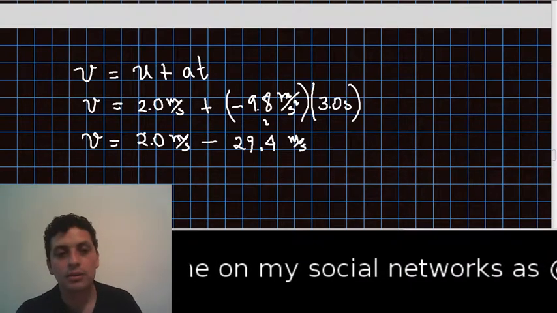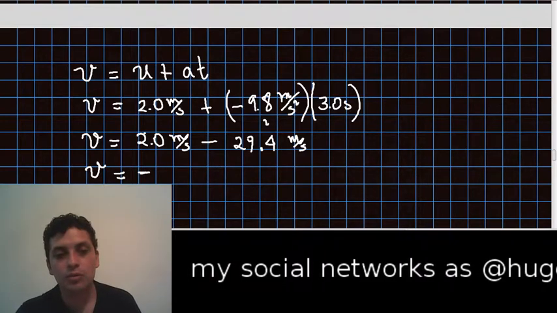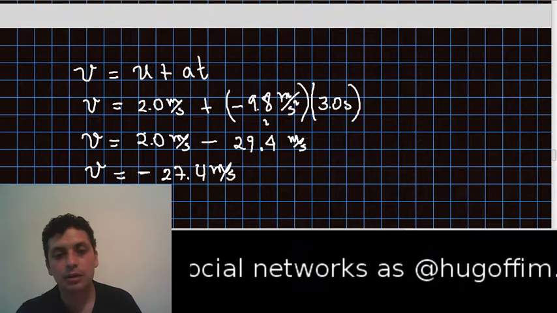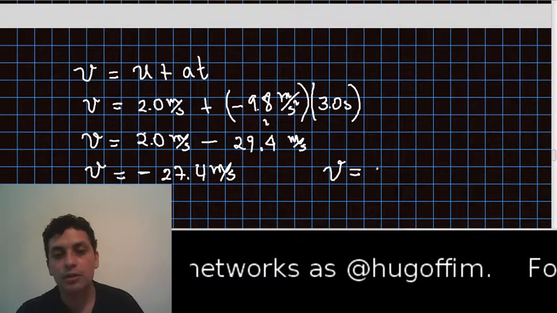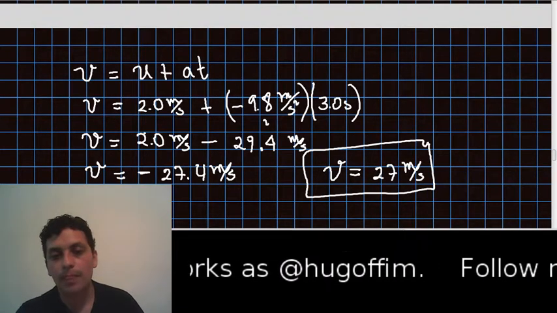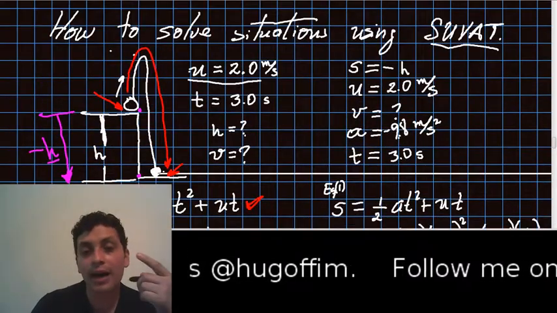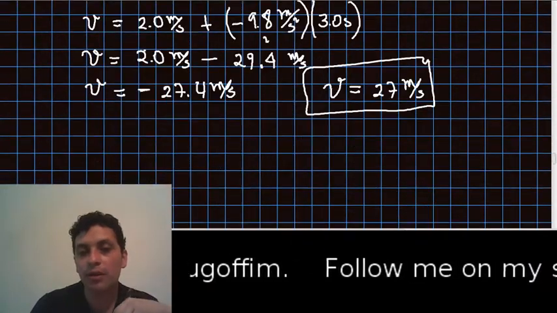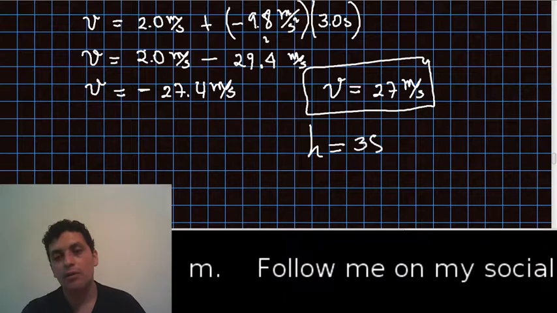So I can just simplify this to minus 27.4 meters per second, and that will be rounded to two significant figures, 27 meters per second. Okay, so I have both answers, v and displacement, but the question is height. Height will be the negative of the displacement, so the height will be 38 meters. So height equals 38 meters.